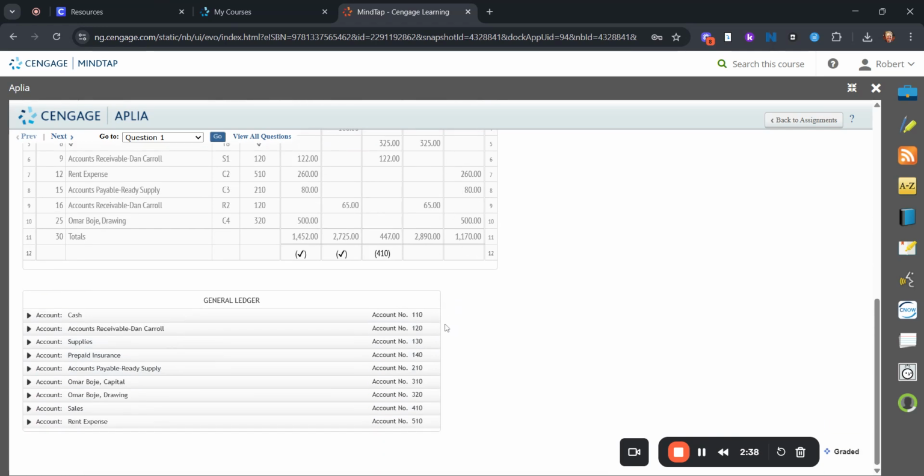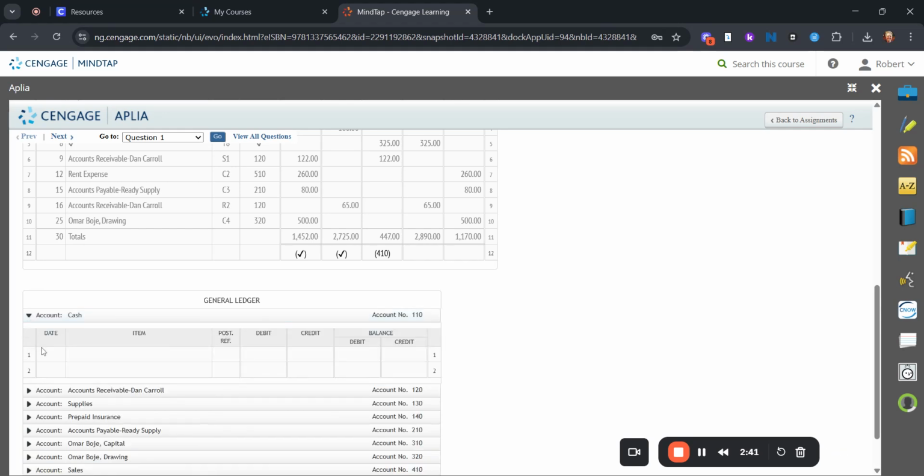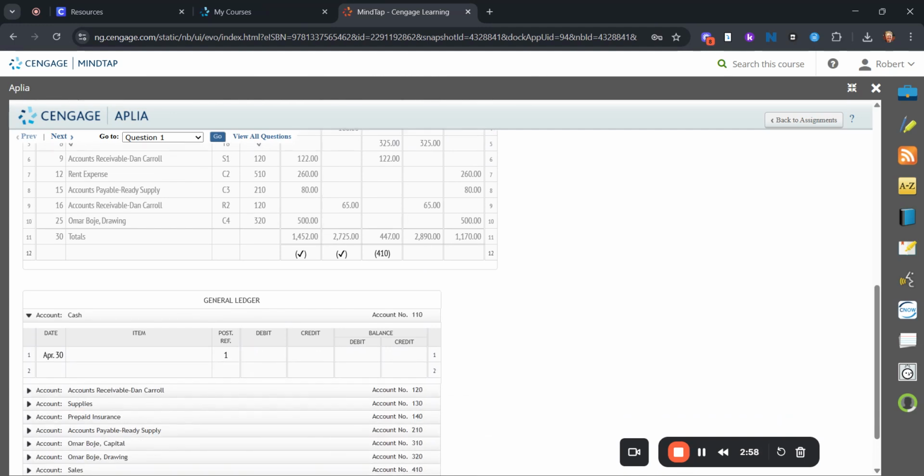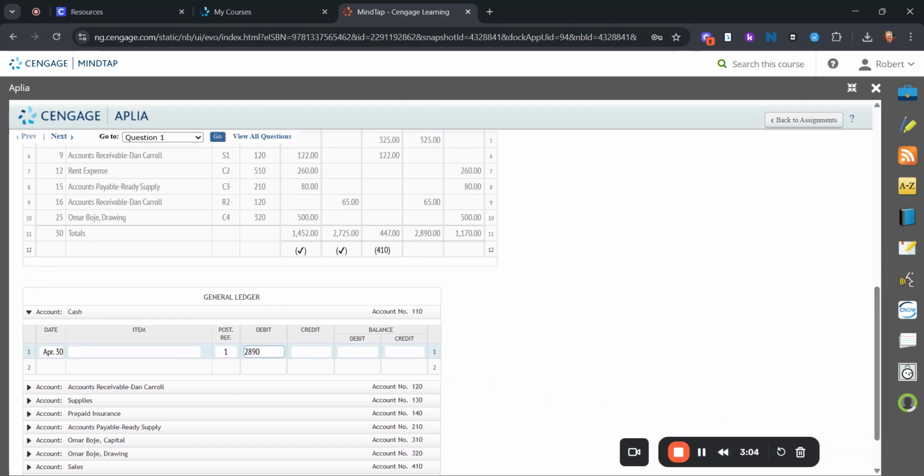So now we're going to do the same thing with cash. Cash is at the top. So April 30th, page 1 of the journal for the posting reference. And we're going to start with the first amount, debit, $28.90. So that gets our account balance up to $28.90 debit. And we've got our account number for cash. It's going to go up at the top, underneath the bottom of that column.